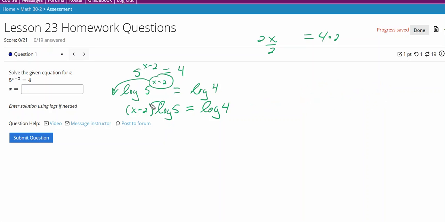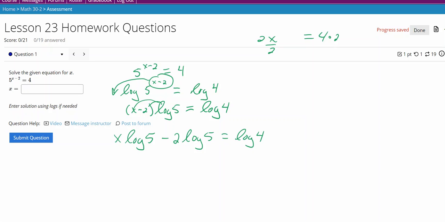So we'll distribute the log 5 to both of those. So all we can do with the log 5x is just write it out as log 5x. And the next one down here is just going to be, and I'm going to write it as x times log 5. Could have been log 5 times x too, but typically we write it this way. And then log 5 times negative 2 is going to be negative 2 log 5. Okay, and then that's equal to log 4.